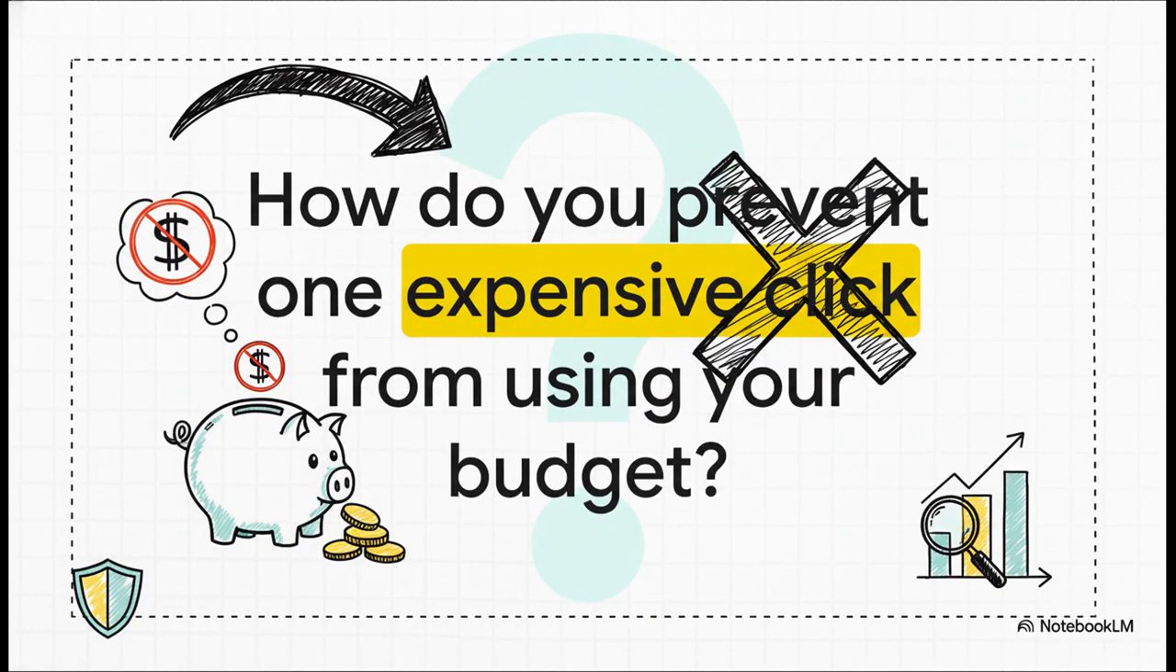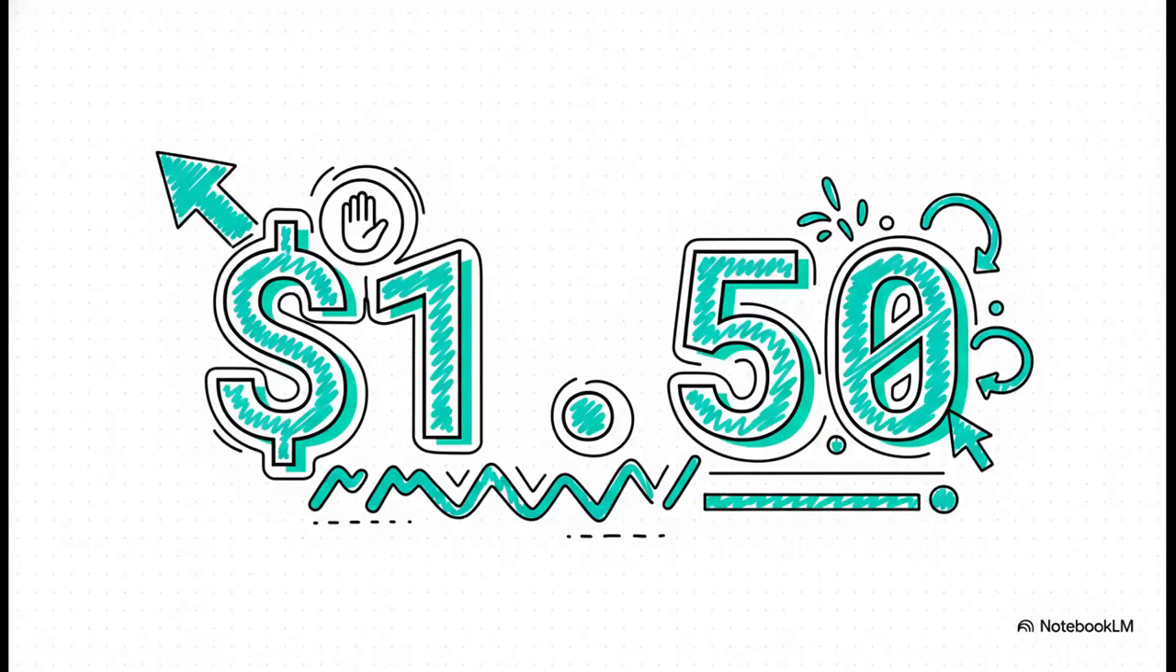But wait, this brings up a really important question. If you tell Google to just get you clicks, what stops it from spending your entire $10 budget on one super expensive click? That wouldn't be very good, would it? And that's where this crucial next step comes in.